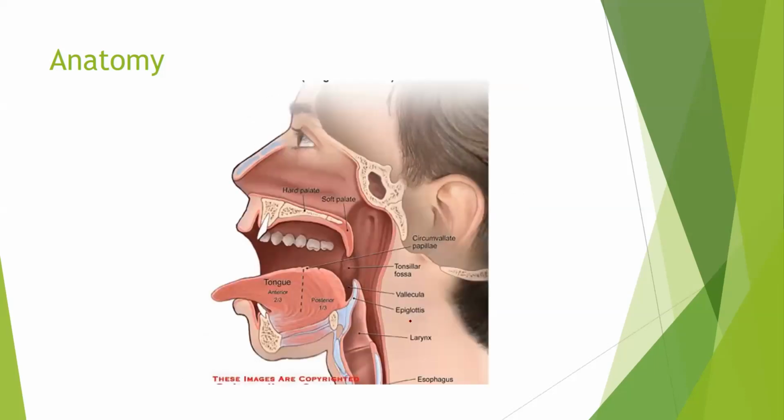Next, we'll look at the oropharynx. So you've got your hard palate here, and then the soft palate, which is much more palpable. And then you have the tonsillar fossa. You've got the epiglottis here, and then down into the esophagus, there's the larynx as well.